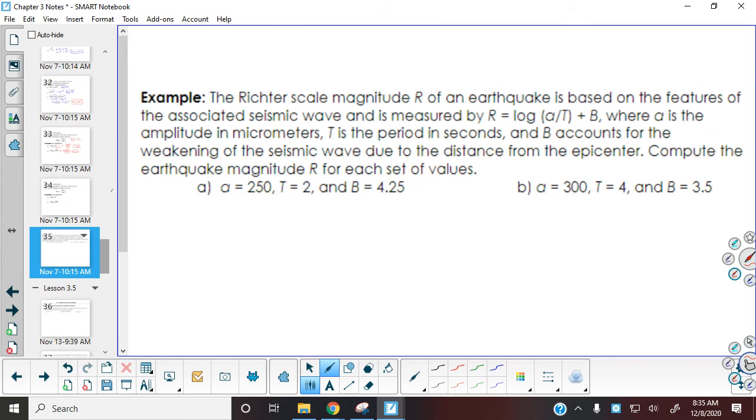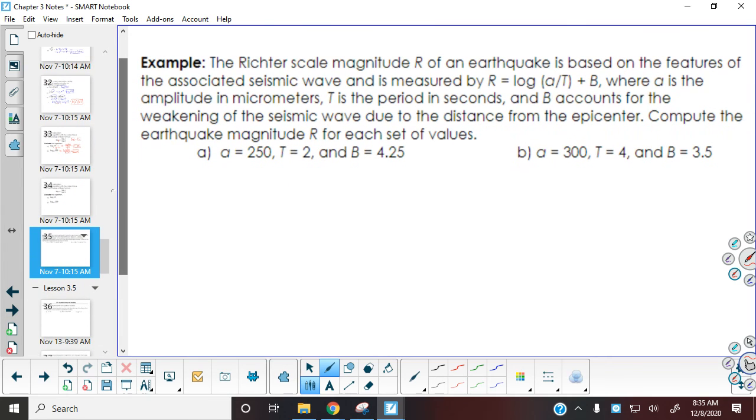Okay, moving on to this last example. The Richter scale magnitude R of an earthquake is based on the features and is measured by this formula, where A is the amplitude, T is the period, and B accounts for the weakening of the seismic wave due to distance. So the closer you are to the epicenter, the stronger it is. The further you are, the weaker it is. And you're supposed to calculate the earthquake's magnitude.